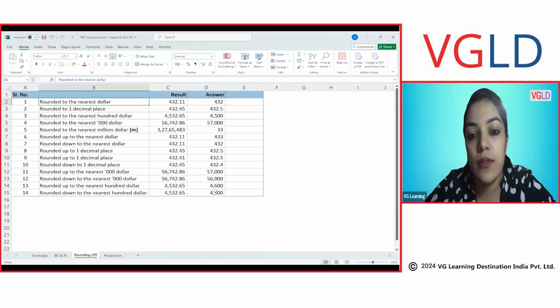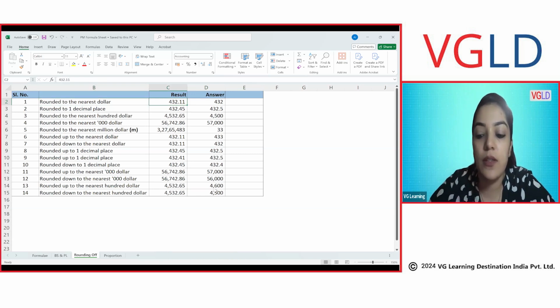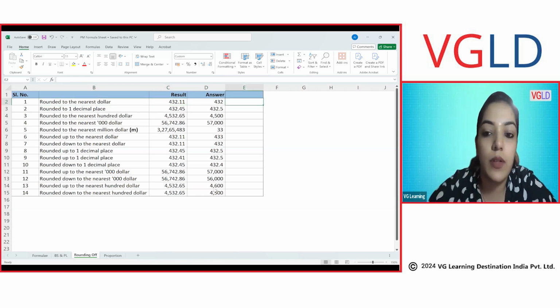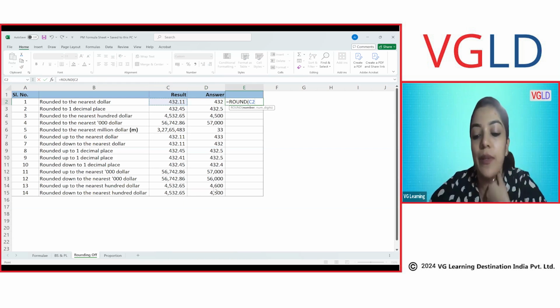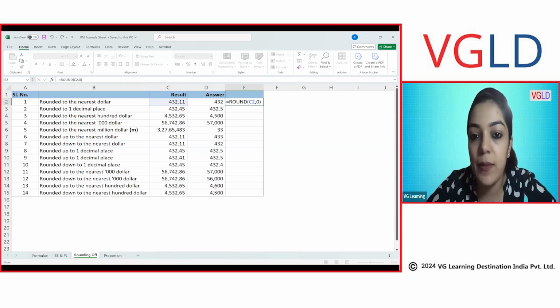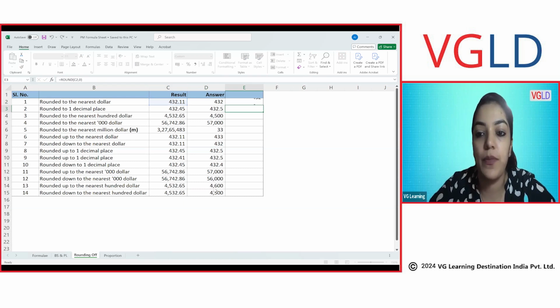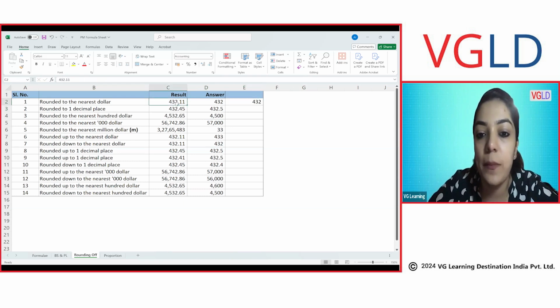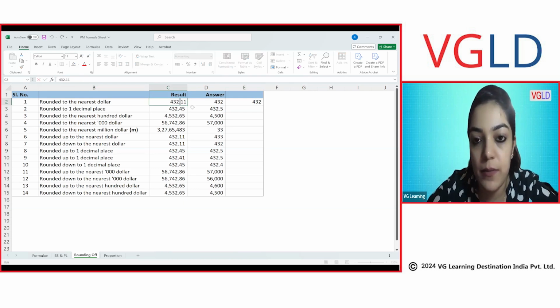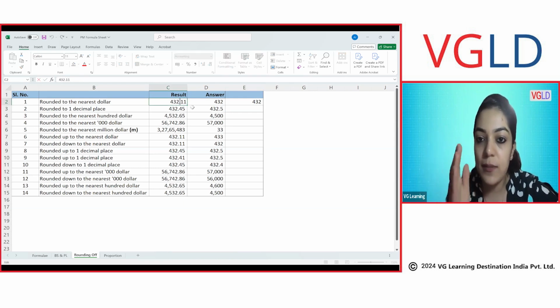So round it to the nearest dollar. So this will be what? Use the round function. Select the number. I don't want any decimal place, right? So it will be comma 0. That is 432. Okay. So basically 0 represents the decimal point. Do you want something to the right of it? Yes or no? You don't.